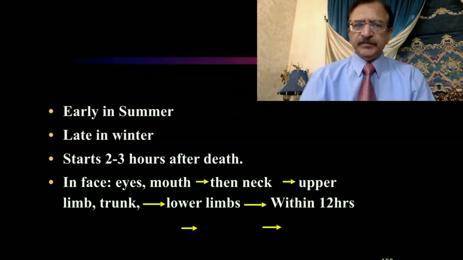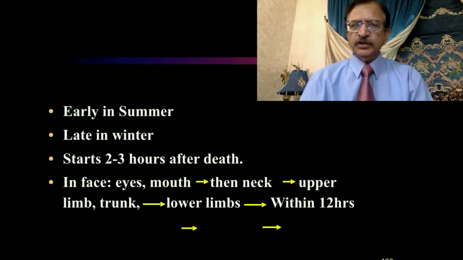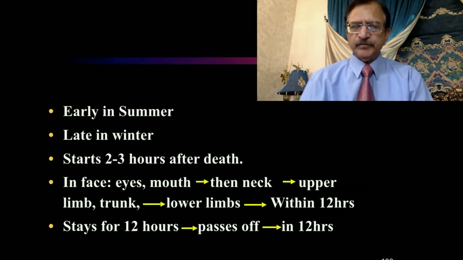And then it starts developing in the face first, the eye muscles, then the mouth, neck, upper limb, lower limb, and it takes 12 hours to completely develop rigor mortis from face to the toes. Then it stays for 12 hours and then it passes off in the next 12 hours in the similar fashion as it has developed, from head to toe.